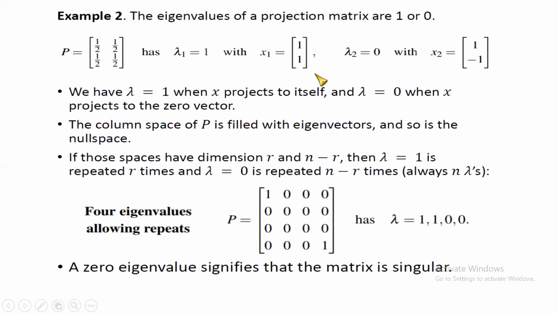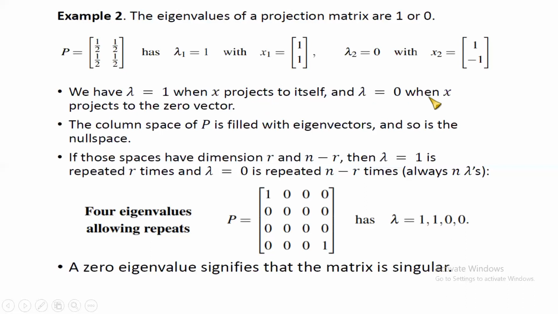So for lambda 1 equal to 1, the x1 will be (1, 1), and for lambda 2 equal to 0, the x2 value will be (1, -1). Having found these values by the Gauss elimination method, we have lambda equal to 1 when x projects to itself, because each of these columns is a multiple of this, so it's in the same direction as p. X1 is in the same direction as p.